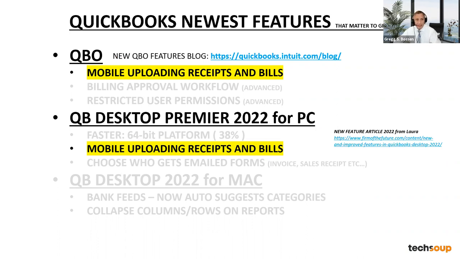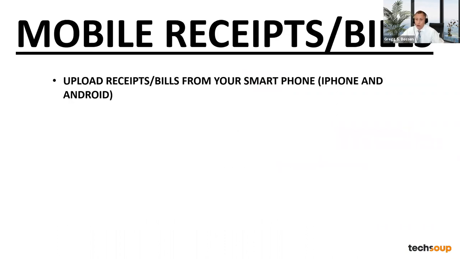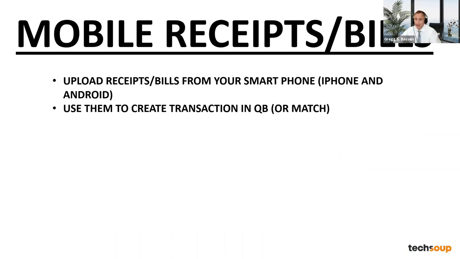So the idea is that you'll be able to, when you're out at a restaurant, take your phone and take a picture of the receipt and then upload it into QuickBooks and then attach it to transactions in QuickBooks. And you'll be able to do this in online as well as desktop. So you upload the receipt. You can also upload a bill, okay, from your smartphone. That means iPhone and Android.